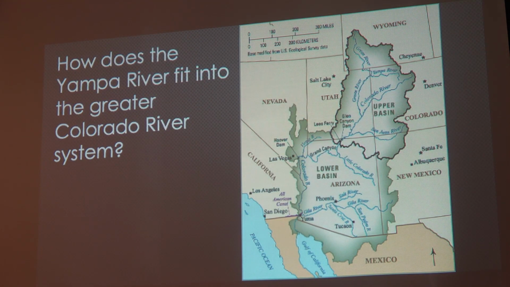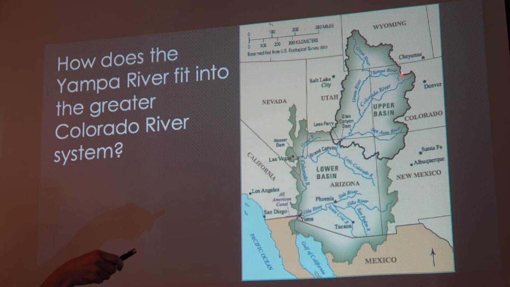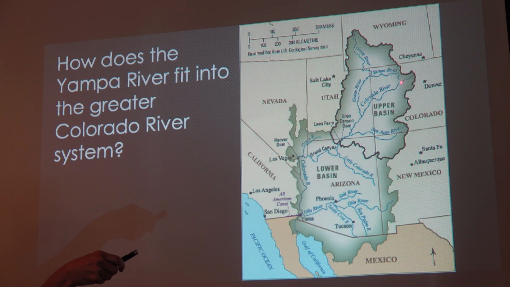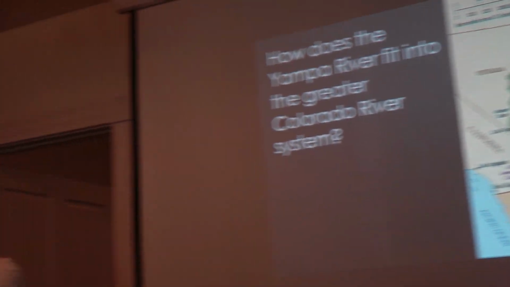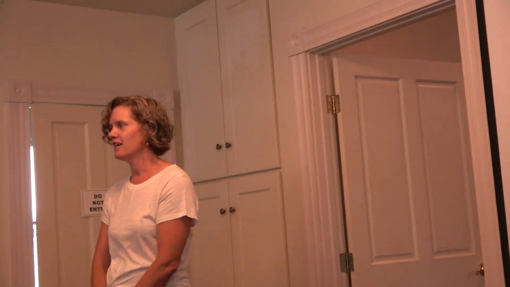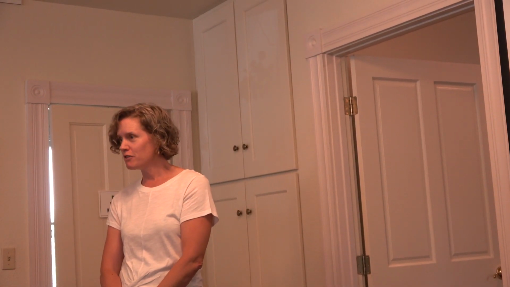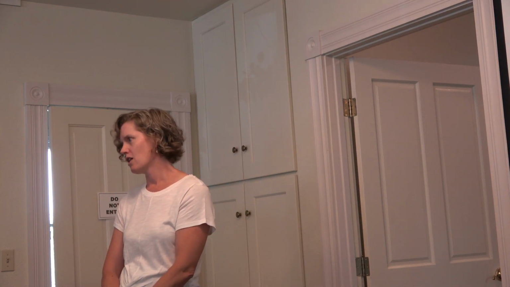So how does the Yampa River fit into the Colorado system? The Yampa River has that characteristic 90-degree turn. It flows north from the Flat Tops and then west right at the city of Steamboat Springs. It's right at that big curve. And then it goes into the Green River in Dinosaur National Monument. The Yampa River is the biggest tributary of the Green River, and the Green River is the biggest tributary of the Colorado River. So it is a major contributor to the Colorado River system.